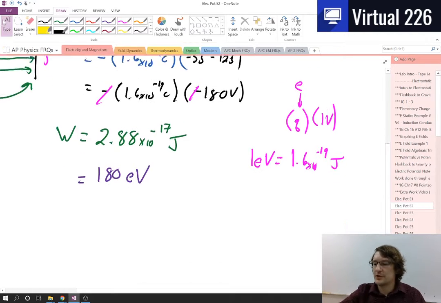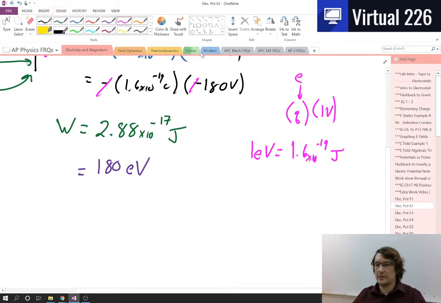So very, very straightforward. A nice little problem there, very similar to the first example we did, and we just looked at electron volts in a little bit more detail there. So nothing too bad. With that, this problem is finished.